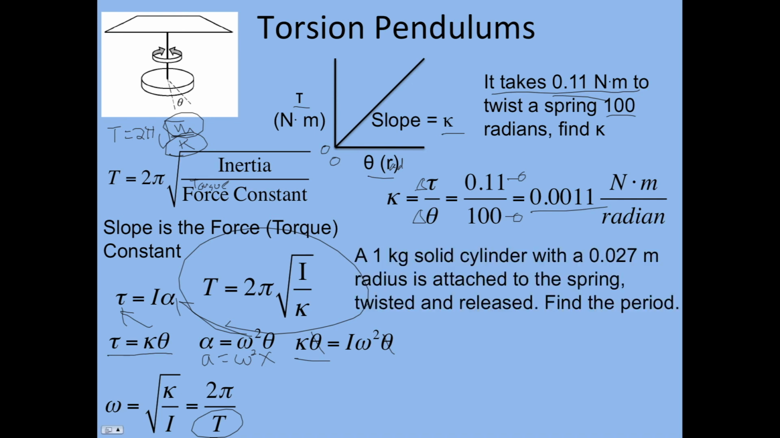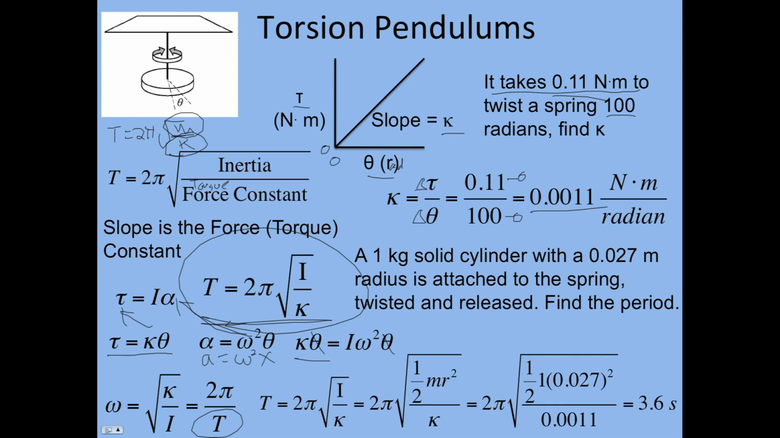And so we have a solid cylinder we're going to hang from it, 0.027 meter radius. And we twist it some amount. It doesn't matter, right? Because the amplitude doesn't affect the period in simple harmonic motion. And we release it, find the period. And so period is 2 pi square root of I over kappa. And I is 1/2 mr squared. No parallel axis theorem needed here. We're spinning it just about its center.